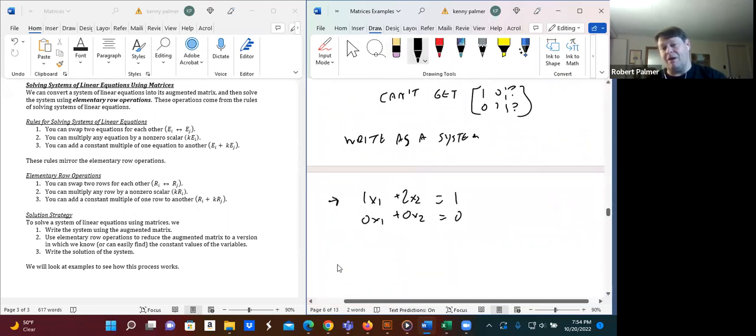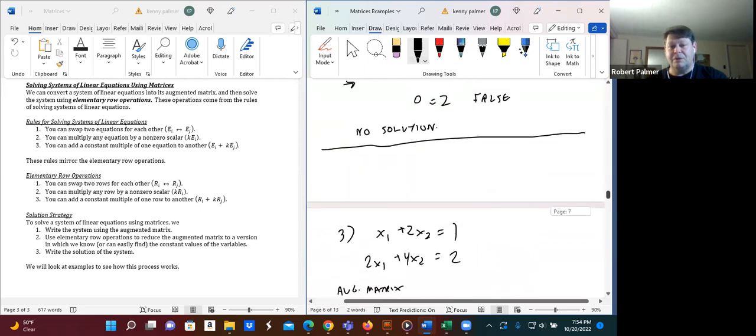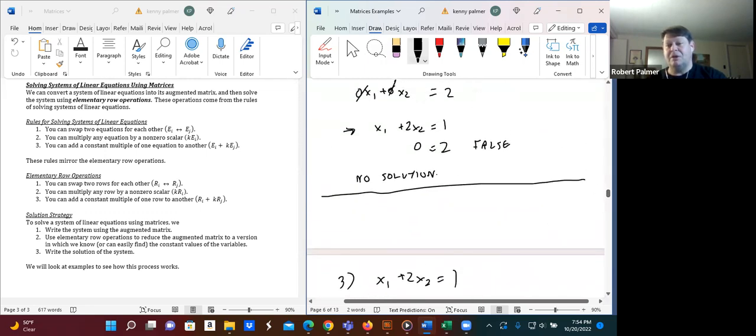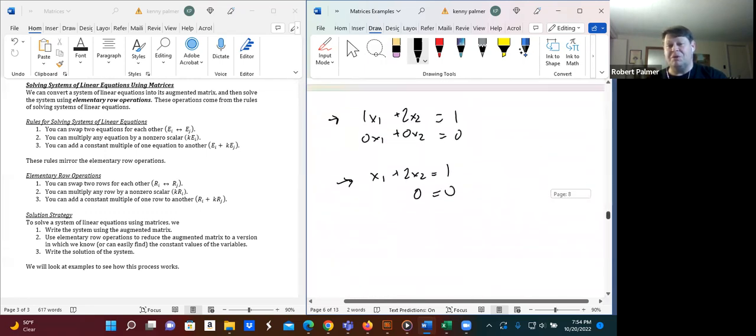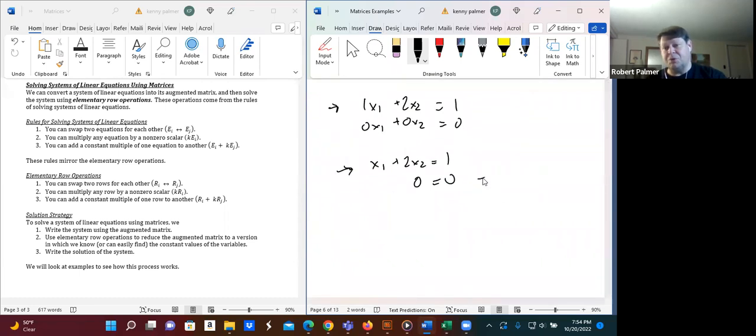If you notice what I have now, x1 plus 2x2 is 1. Then I have 0, or basically it's going to be all zeros. What I'm going to have is just 0 equals 0. Okay. Similarly, the one before we had, remember, 0 equals 2, which was false. Now I have 0 equals 0. This is true.